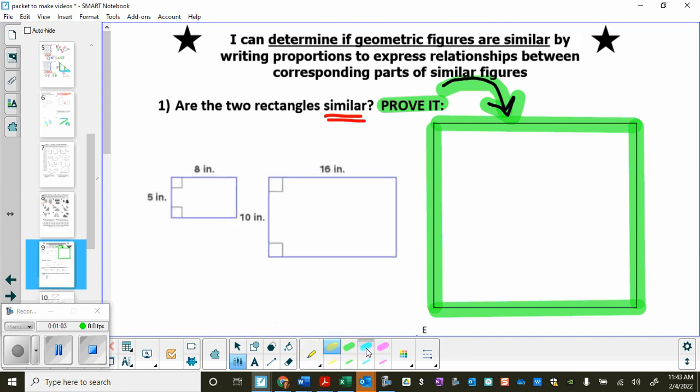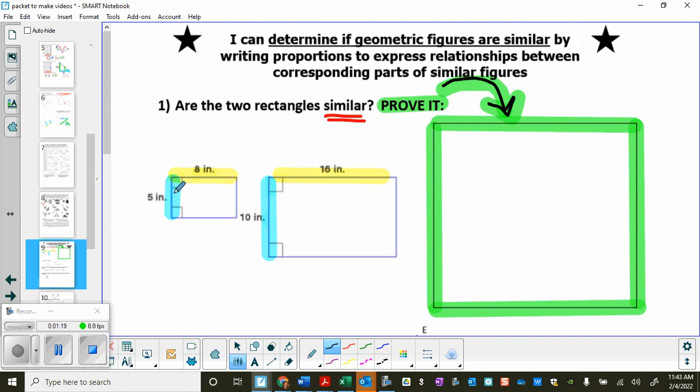So if I highlight this side blue, I think you guys would agree that it matches this side right here. And if I highlight this side yellow, that matches this side right here. So in the green box that I have here off to the side, we're going to try to prove whether or not these figures are similar.